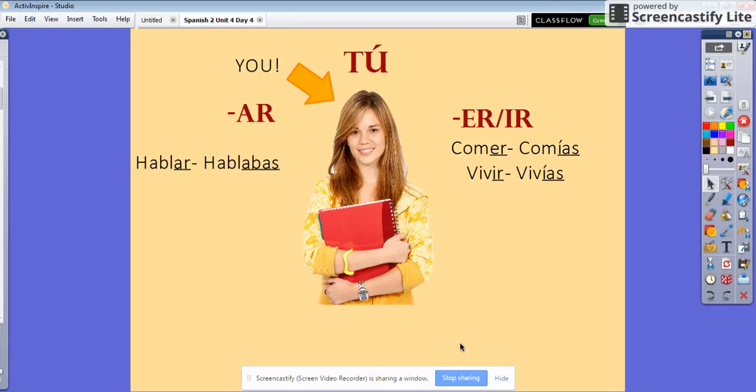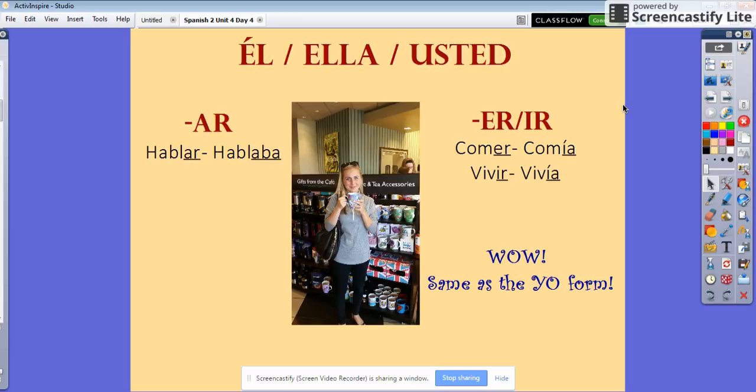Okay? Now, moving on, we have the él, ella, usted form. For an AR verb, it's aba. So this is the exact same as we've seen with the yo form. Hablaba, comía, vivía. Again, the ER-IR endings are the exact same as the yo form. So if there is absolutely no difference between hablaba in the yo form and hablaba in the él, ella, usted form, how do I tell the difference in a sentence?